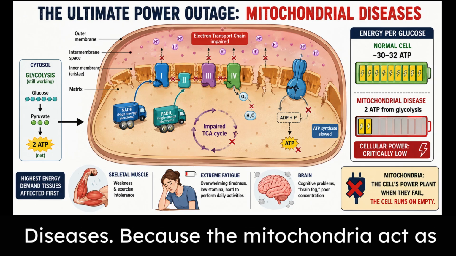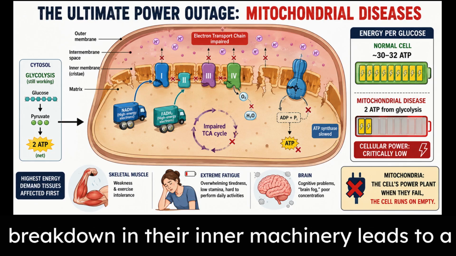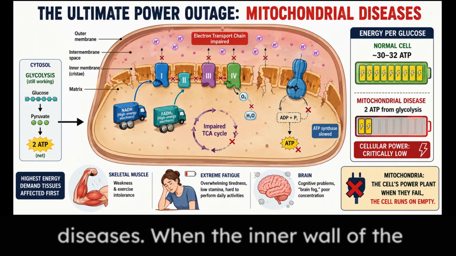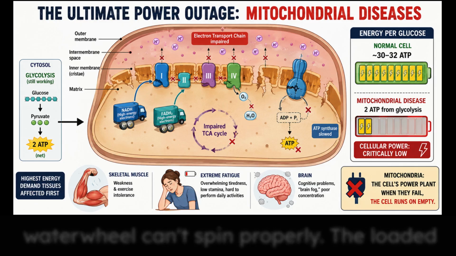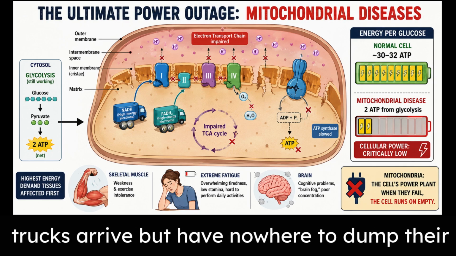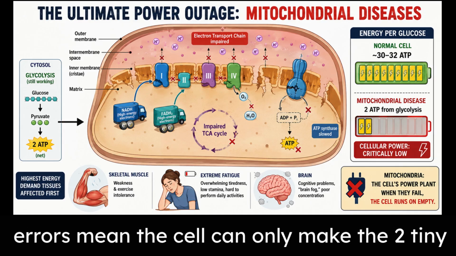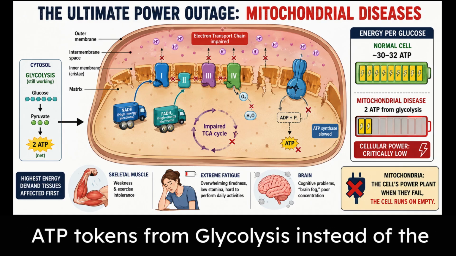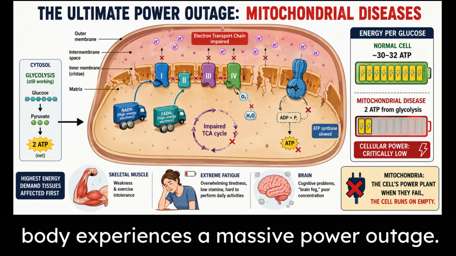Because the mitochondria act as the ultimate powerhouse of the cell, any breakdown in their inner machinery leads to a group of conditions known as mitochondrial diseases. When the inner wall of the powerhouse is damaged, the TCA cycle is impaired, and the electron transport chain water wheel can't spin properly. The loaded trucks arrive but have nowhere to dump their high-energy electrons. Since these factory errors mean the cell can only make the 2 tiny ATP tokens from glycolysis instead of the grand total of 30 to 32 ATP batteries, the body experiences a massive power outage.